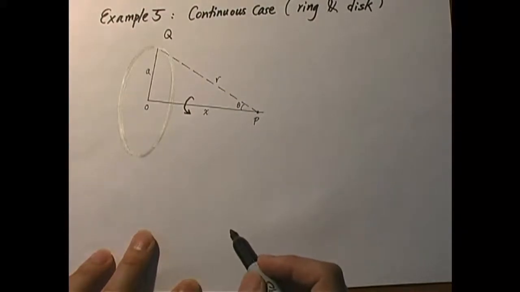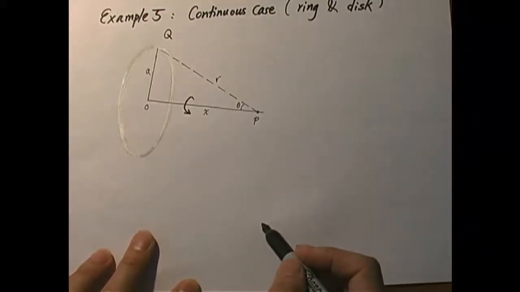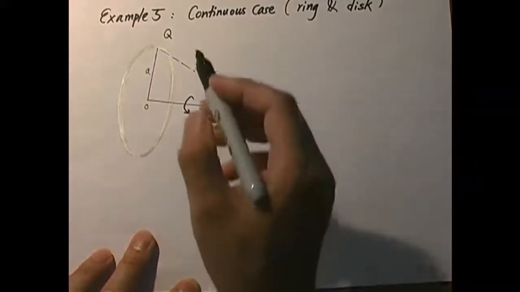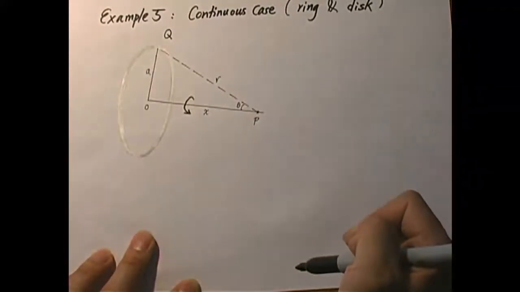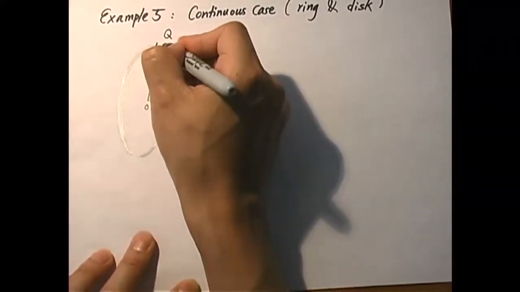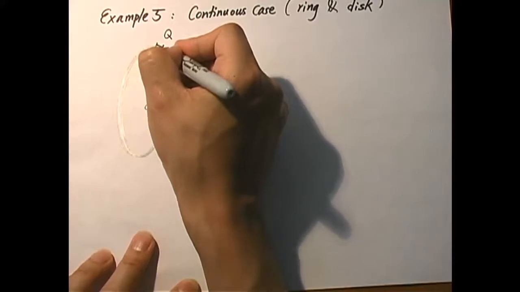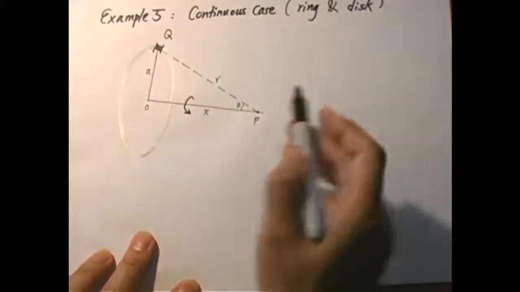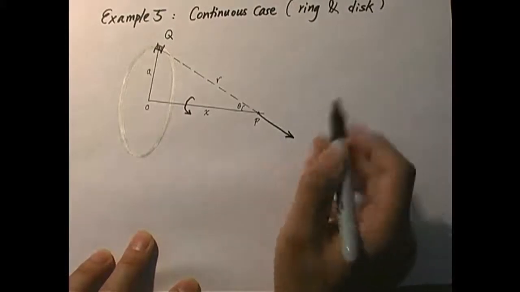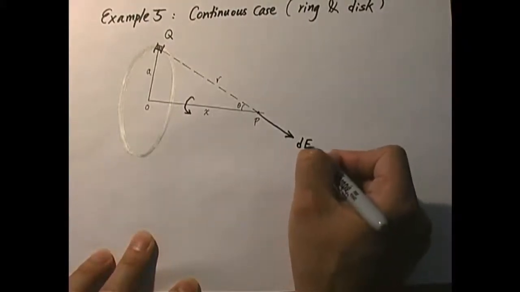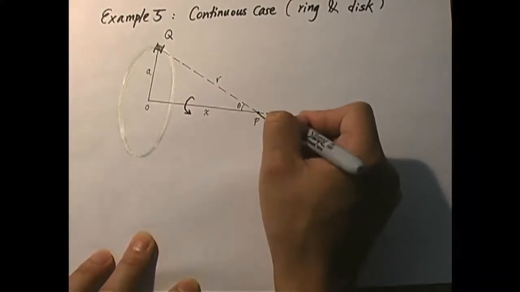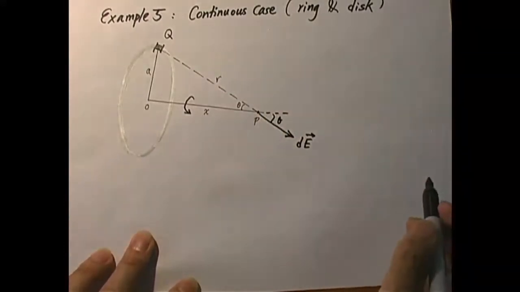Now, next, let's see. If this is a continuously distributed charge, I must start by cutting it into infinitesimally small pieces, find dE, and add them up. So let's start with dE here. This dE is from this little piece here, dQ. This little piece will produce an electric field along that direction, dE. And this angle is theta.